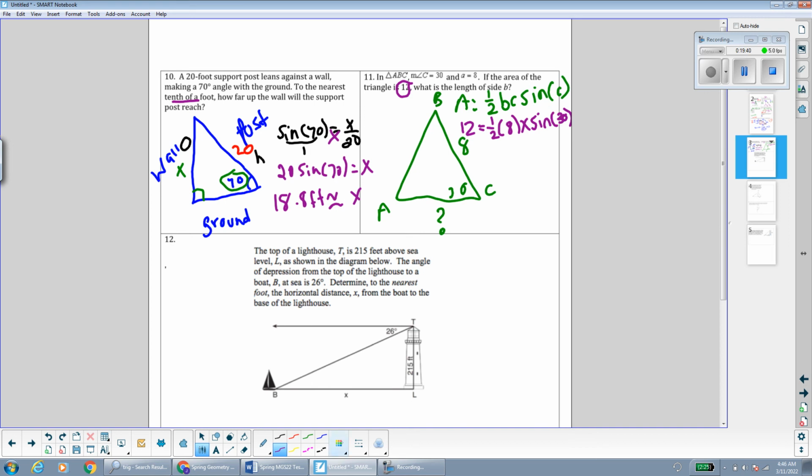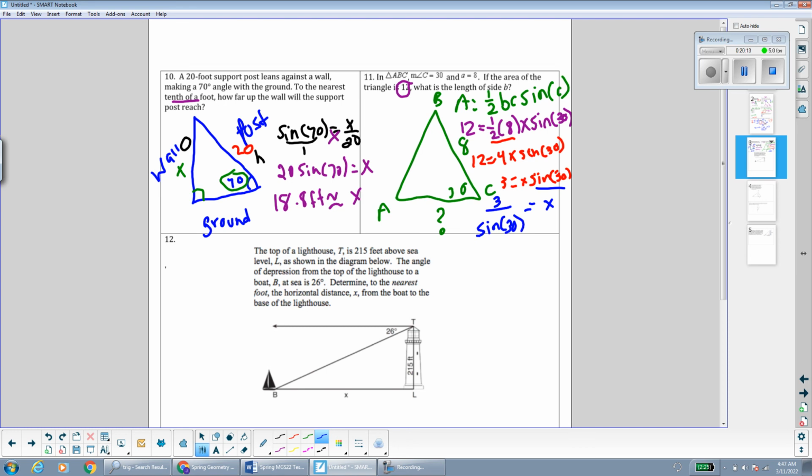Okay, so let me just simplify this a bit. 1/2 times 8 is 4. So we have 4 x sine 30. Let me divide by 4 on both sides. 12 divided by 4 is 3. And now to get the x by itself, I'm going to divide both sides by sine of 30. So I have x is equal to 3 divided by sine of 30.